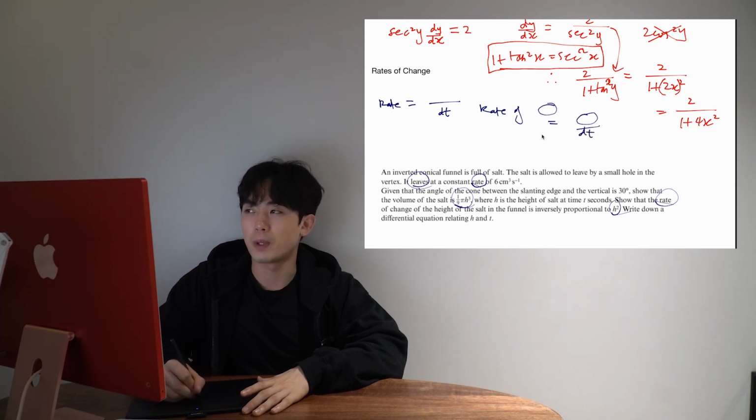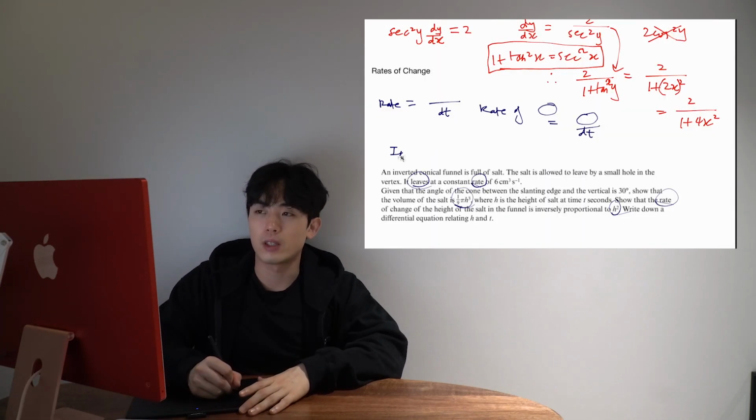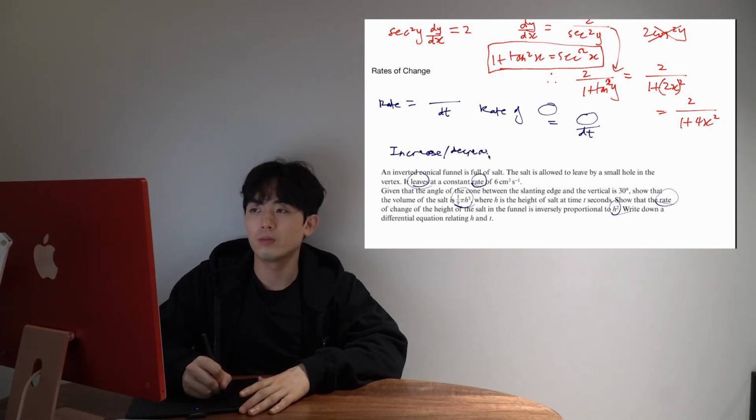This rate of something is going to be on the top. So it could be a rate of height, rate of volume, rate of weight. It could be literally anything. But the important word is rate. That means something over dt. The next important words are increase or decrease. This just means that the derivative is either going to be positive for increase or negative for decrease. Okay, so that's another important thing to notice.